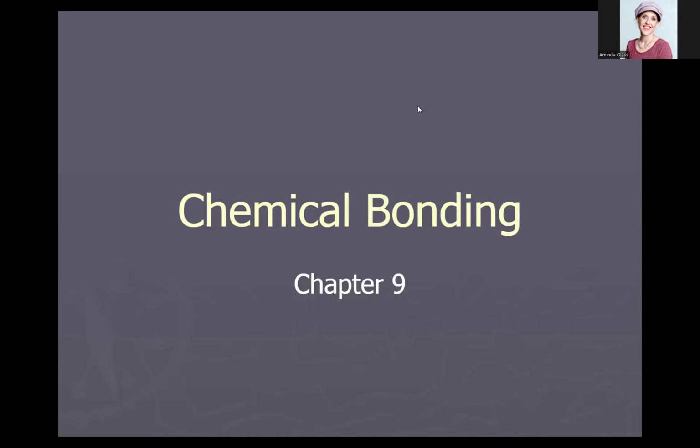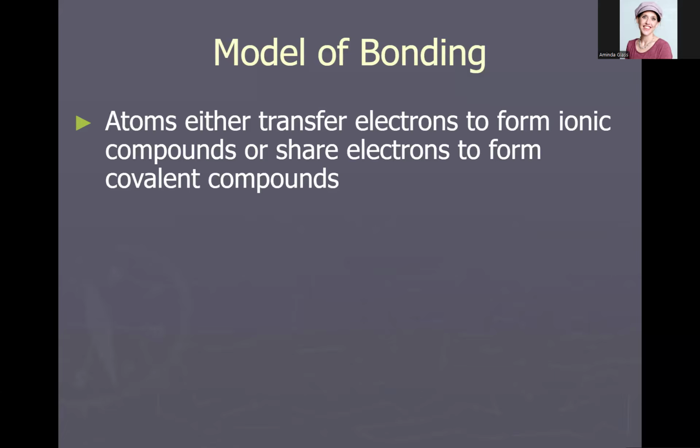Welcome. We're talking about chemical bonding this week. We know that we have ionic bonding and covalent bonding. Now, with ionic bonds, we have that transfer of electrons to form ionic compounds, or with covalent compounds, we can share electrons.